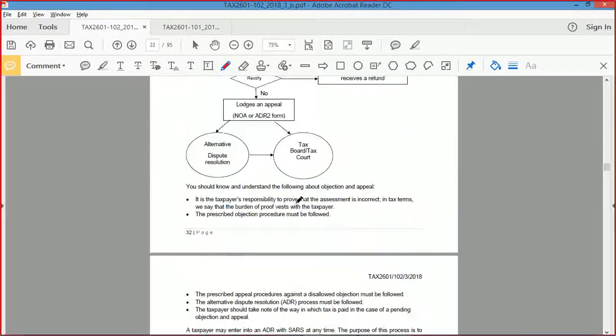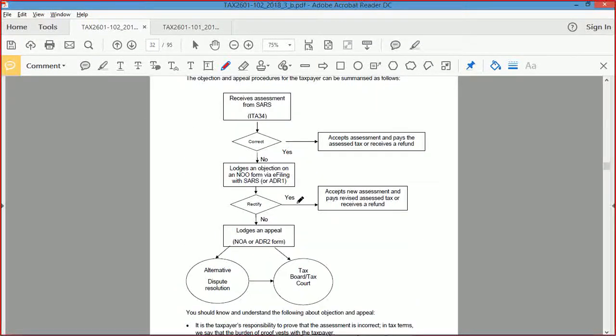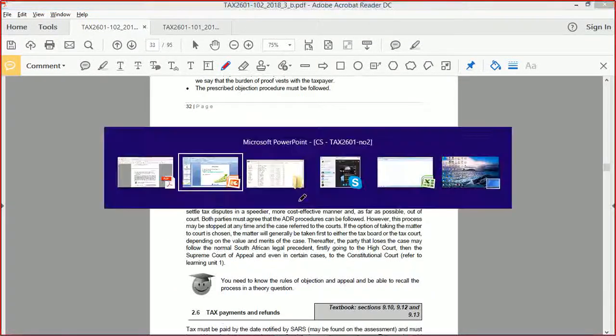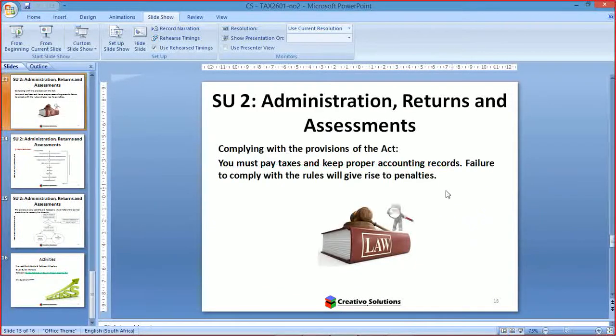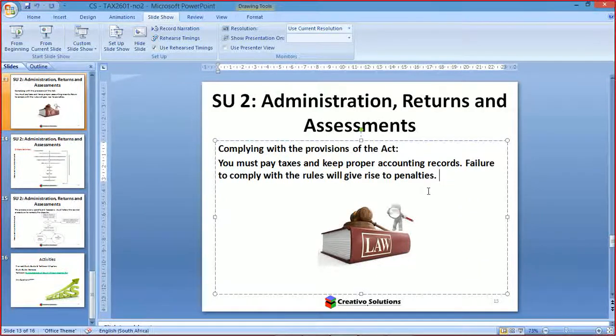Something else to talk about here. I don't know if it got covered here or later. It might have been covered later. Just to add something to the discussion: burden of proof. Who is required to prove what the problem is? No, so it is actually here. I think just after the objection and appeal procedures, it does talk about that it must be the taxpayer, the person lodging the thing, that must prove. I'll look for it just now.